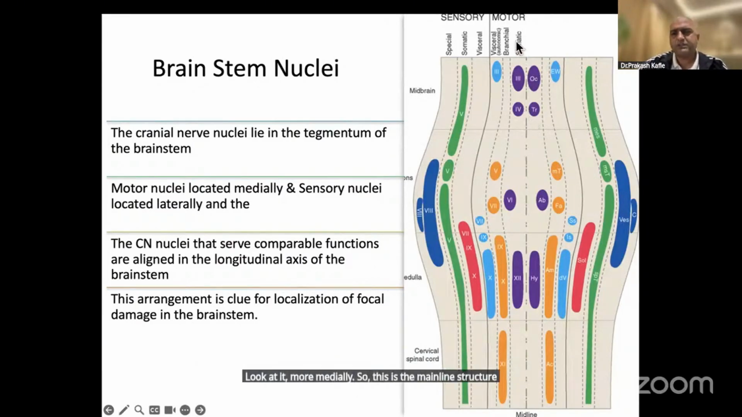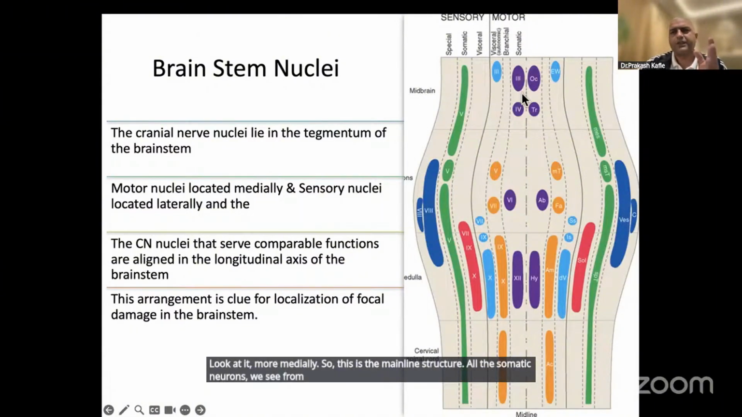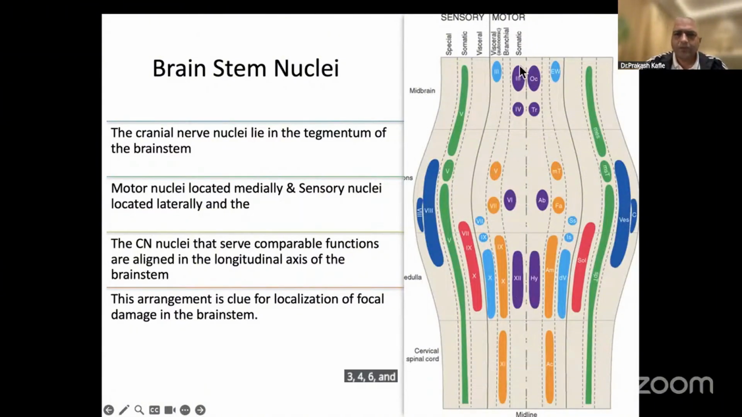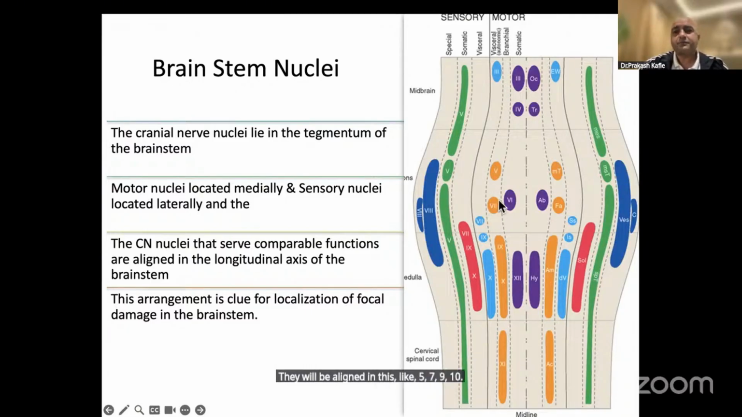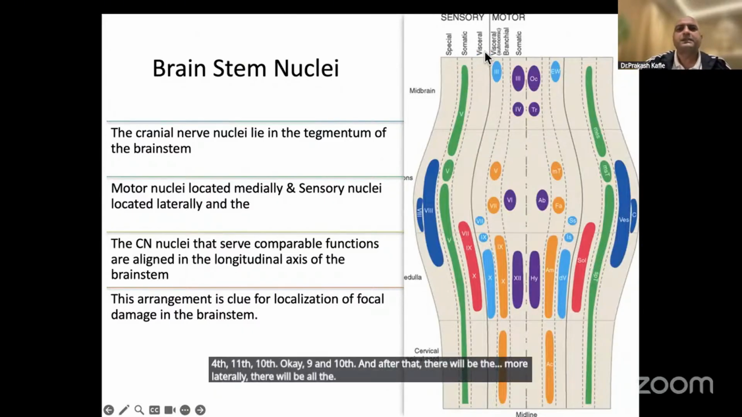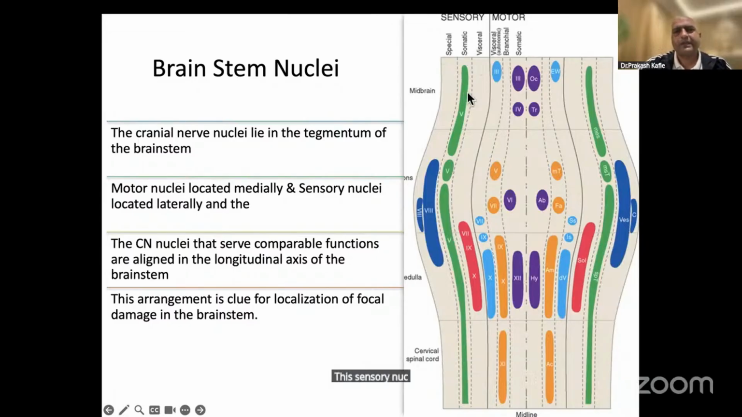All the somatic neurons we see from longitudinal path, 3, 4, 6, and 12, are always in alignment like this. They are in the same line. And lateral to this will be the branchial motor nuclei, aligned like 5, 7, 9, 10, and 11 here. Again, lateral to this will be the visceral motor nuclei, like 3rd, 4th, 11th, 10th, 9th and 10th. And after that, more laterally, all the sensory nuclei are located.